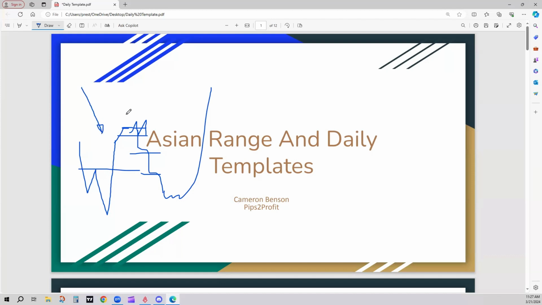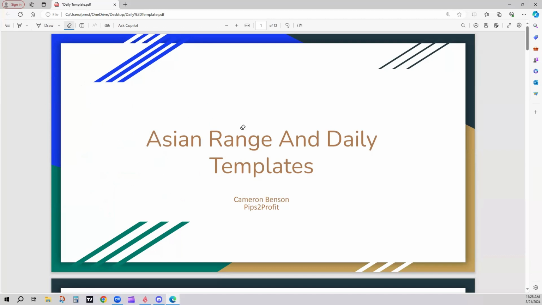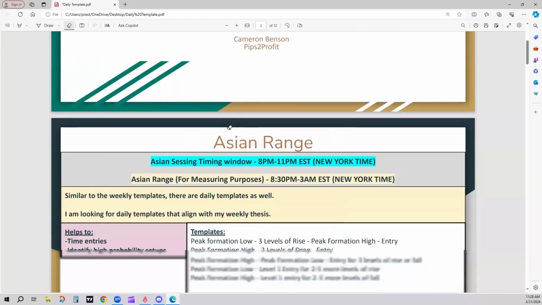But looking at the day itself is really important for me to help validate whether or not my signal day from the previous day is actually going to play out. So we're going to talk about that. We're going to look at all the different kinds of templates that you can find on the day.